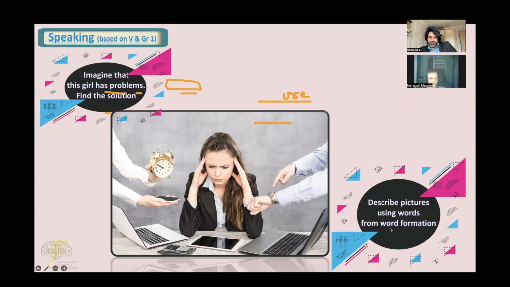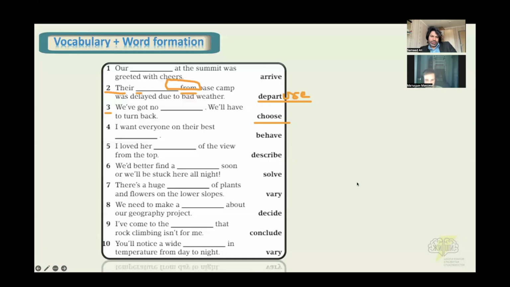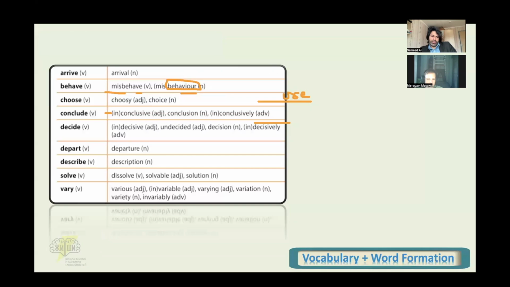Describe the picture using words from word formation. Which word can you use on the picture? Solution. Depart, depart to home. Describe the problem and solution. Solve the problem. And choose time. Choice. Yeah, like this.